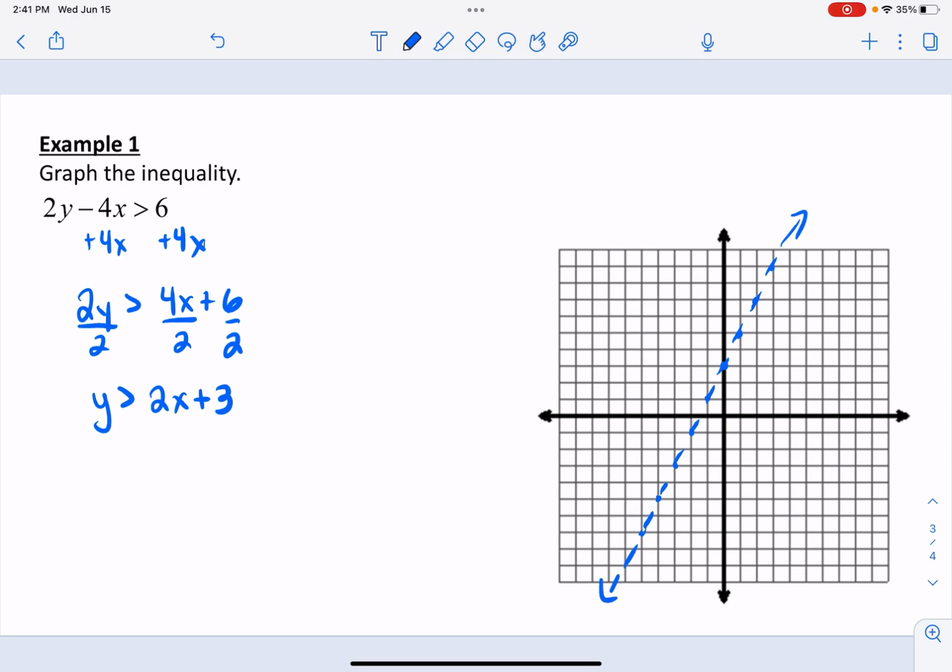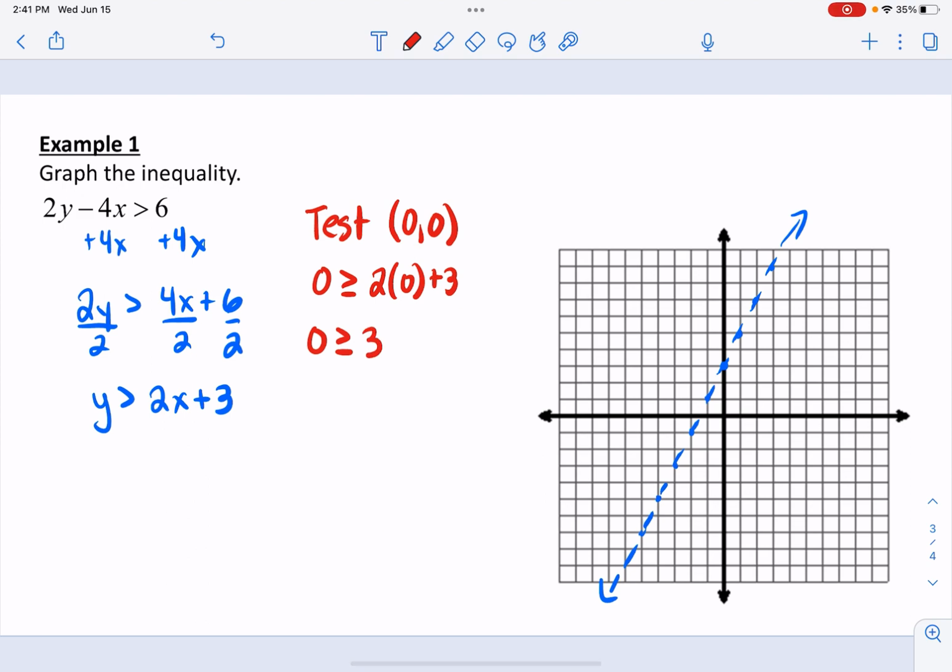So now you have to shade, because this inequality has a million, probably even more than that, different solutions. When you're shading, you're telling me where all your solutions are. So I test the point 0, 0, unless 0, 0 is on the line, then you have to pick another point. So if I plug in 0 for y, I plug in 0 for x: 0 greater than or equal to 3. Is that true? That is false.